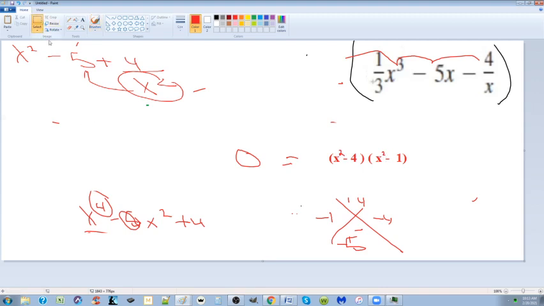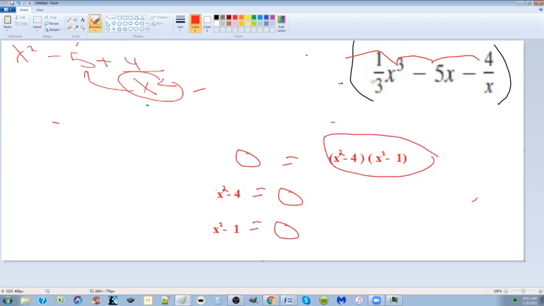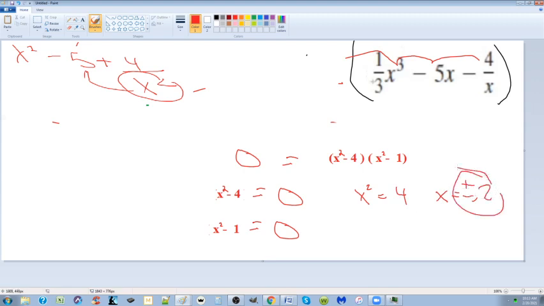Now, how do you figure out what x is? To make 0, well, you set each of these individually to equal 0, because if either one of these brackets is 0, then the whole thing is 0. So you just solve for x squared. You get that. How did I get that? Because minus 2 squared is 4 and plus 2 squared is 4.